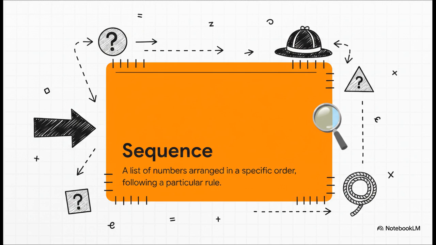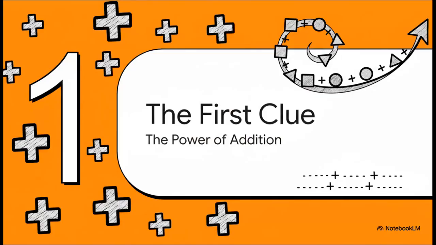So, first things first, let's get our official detective gear. This list of numbers, it's called a sequence. It's really just a fancy word for numbers that are lined up in a specific order because they're all following the same secret rule. And our job, it's to find that rule. So, where do we start looking for clues?